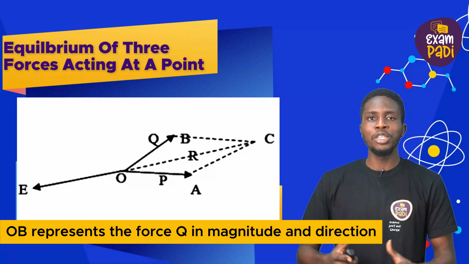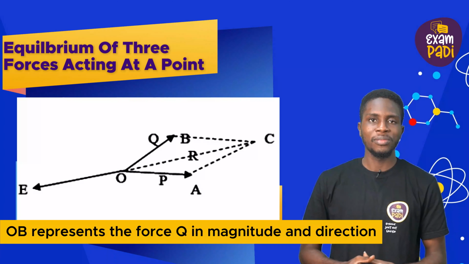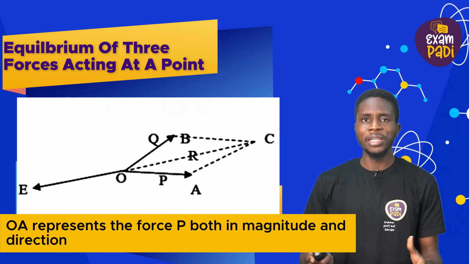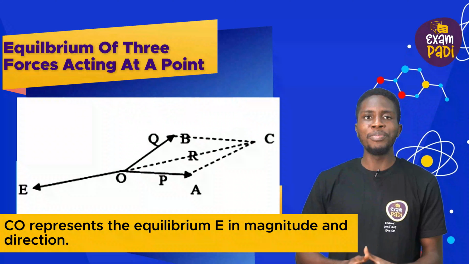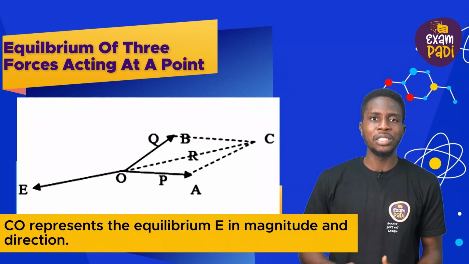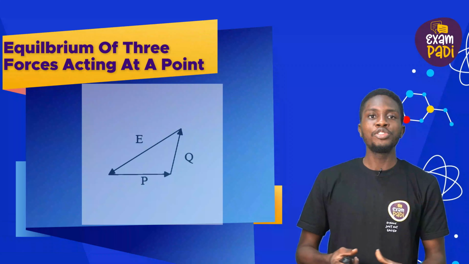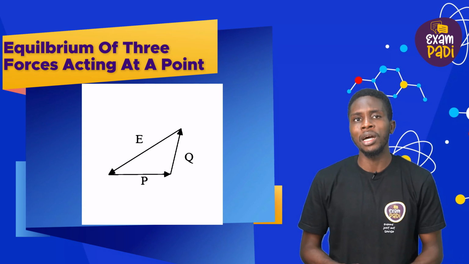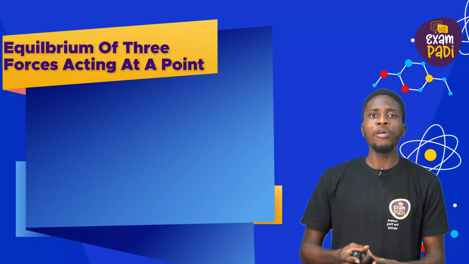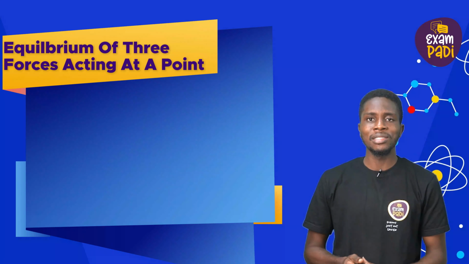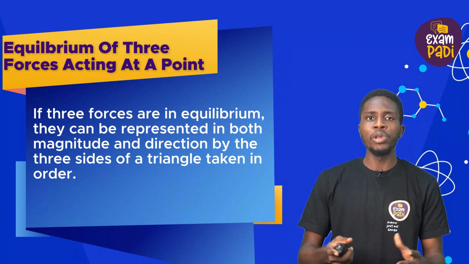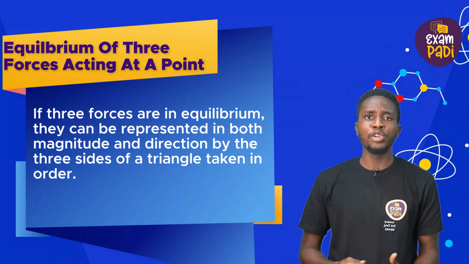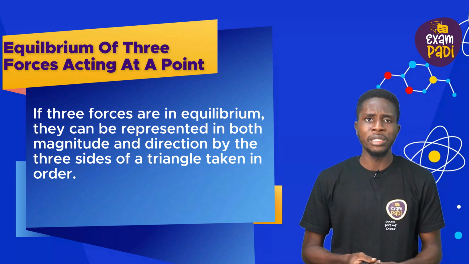OB represents the force Q in magnitude and direction. OA represents the force P in both magnitude and direction. And CO represents the equilibrium force E in magnitude and direction. This triangle shows the vector representation of the three forces acting at O. The principle of the triangle of forces states that if three forces are in equilibrium, they can be represented in both magnitude and direction by the three sides of a triangle taken in order.